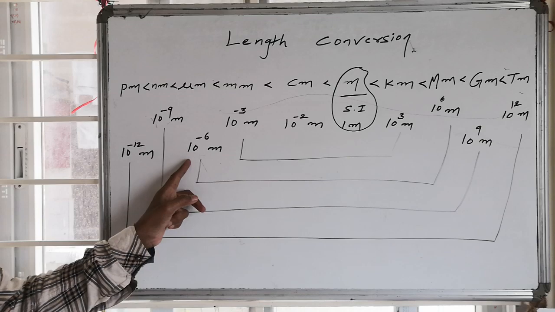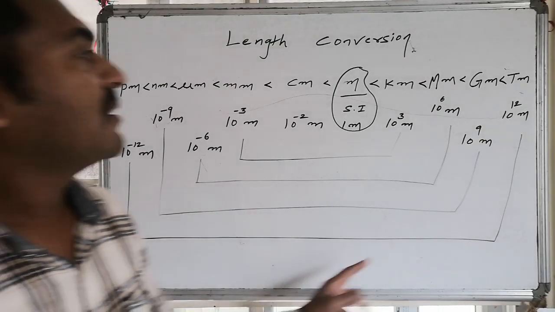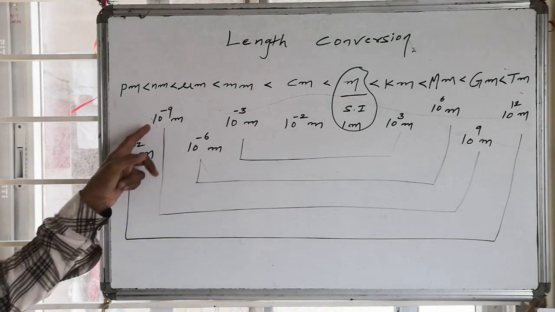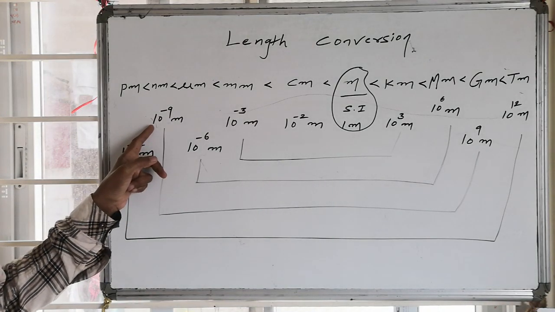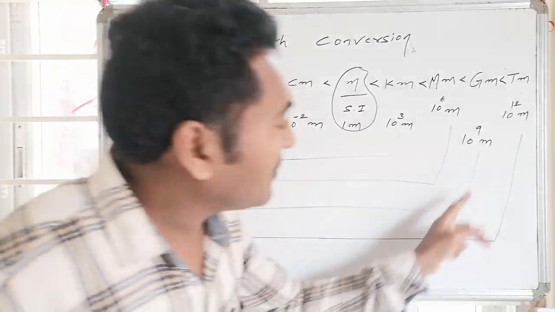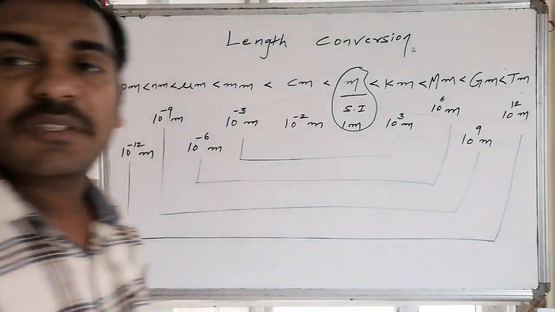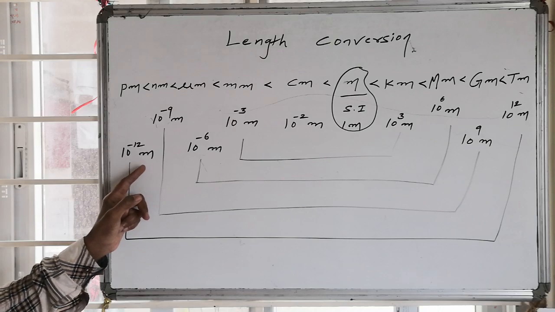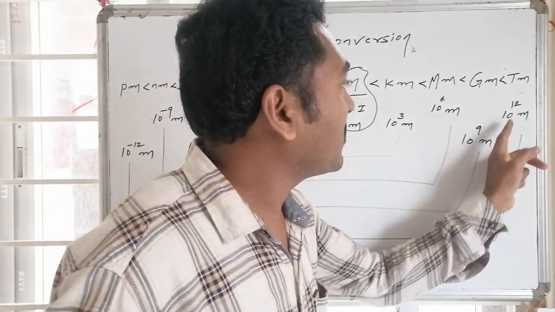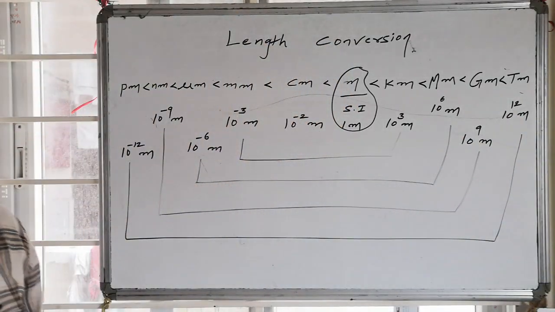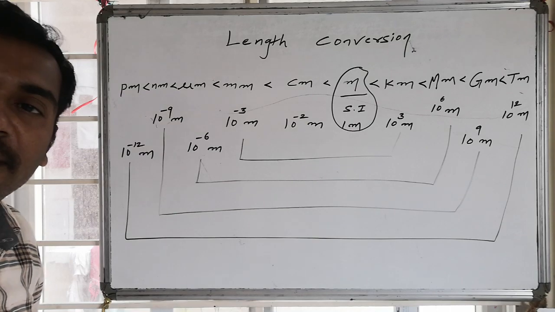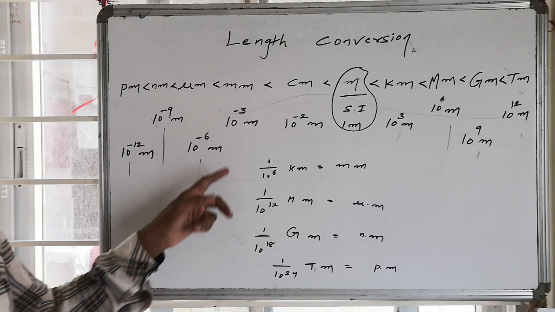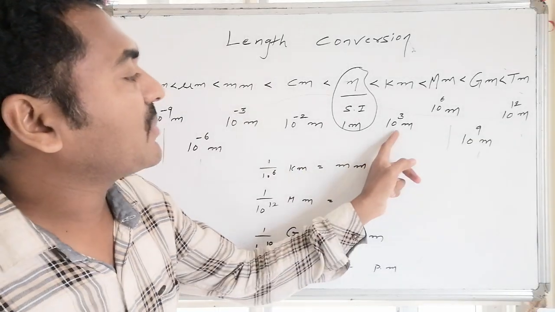Similarly, micrometer is 10 power minus 6 times a meter, whereas megameter is 10 power 6 times a meter. Nanometer is 10 power minus 9 times a meter, whereas 10 power plus 9 times a meter will become equal to gigameter. Similarly, picometer is 10 power minus 12 meters, and 10 power 12 times a meter will become equal to what? Terameter. To remember this interrelation in an easy way, here is 10 power minus 3, and this is 10 power 3.